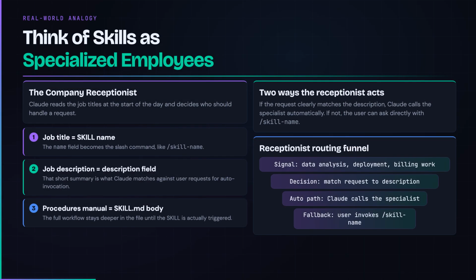Think of skills as specialized employees in a company. Each one has a job title, a job description, and a procedures manual. Claude is the receptionist. At the start of the day, it sees the job titles and descriptions. When a customer asks for data analysis or deployment, Claude routes the work to the right specialist. If the match is obvious, the specialist is called automatically. If you want to be explicit, you call that specialist by name with /skill name.